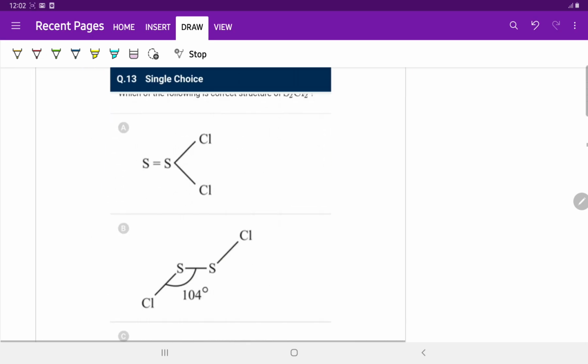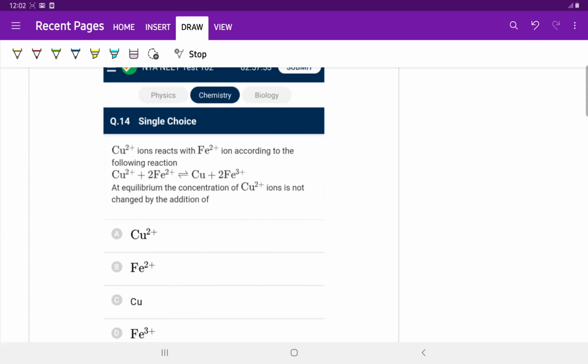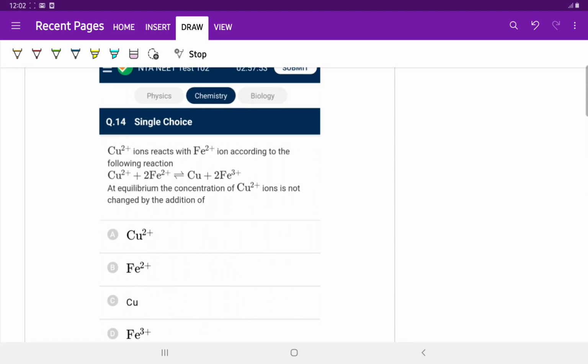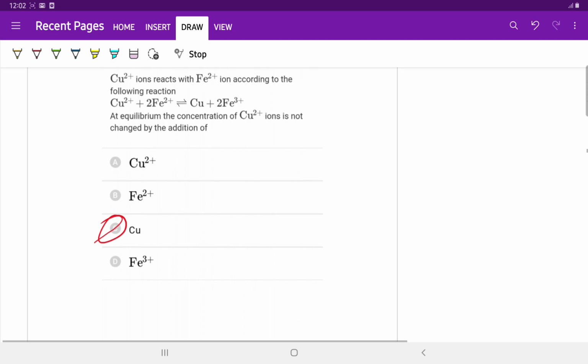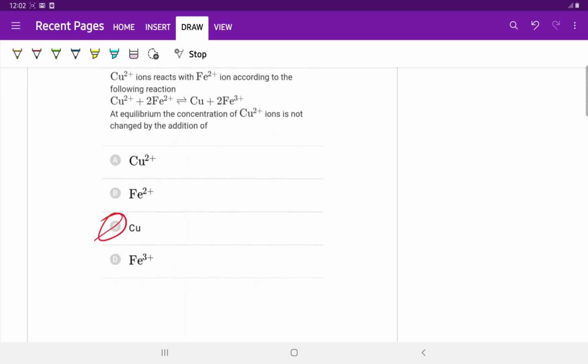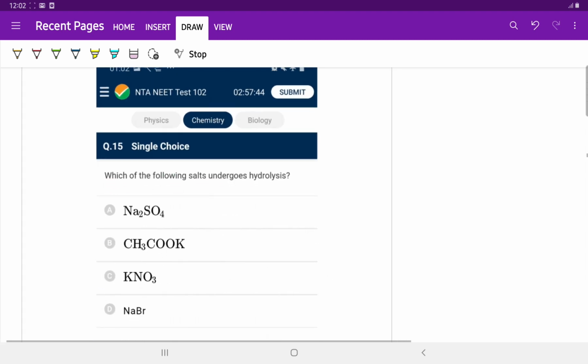Question number 14. Cu2+ ion reacts with Fe2+ ion according to the following reaction. At equilibrium, the concentration of Cu2+ ion is not changed by the addition of Cu. Since Cu is present in solid state, there is no change in concentration, no change in the equilibrium. So in the equilibrium expression, solid components are taken as unity concentration. Activity is unity for a solid substance.